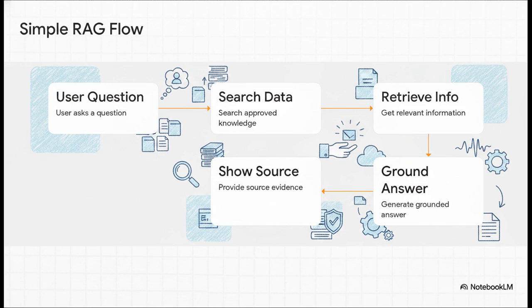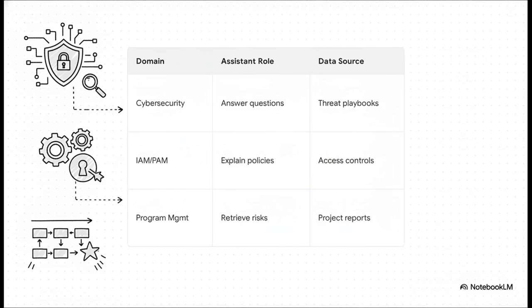In a corporate environment, a black box answer is an absolute liability. Citing specific sources and providing the exact evidence is what transforms AI from a consumer toy into a compliant, trustworthy enterprise tool. Whether you're in cybersecurity checking incident threat playbooks, or you're in identity and access management explaining complex entitlement policies, RAG is what turns generic AI into a highly specialized department expert.